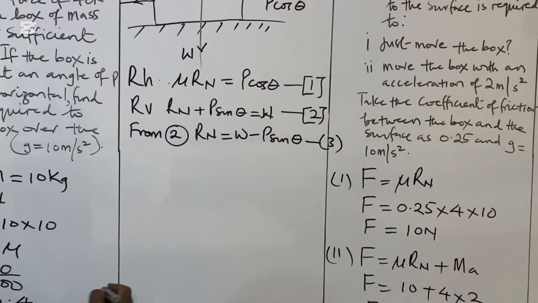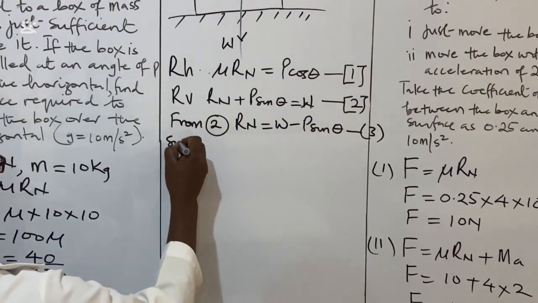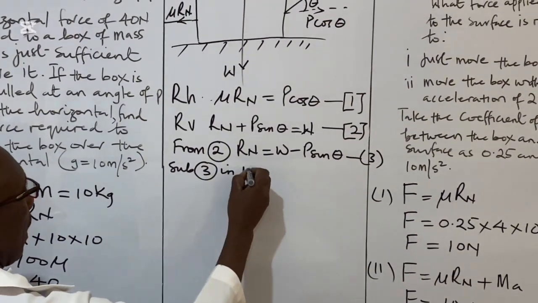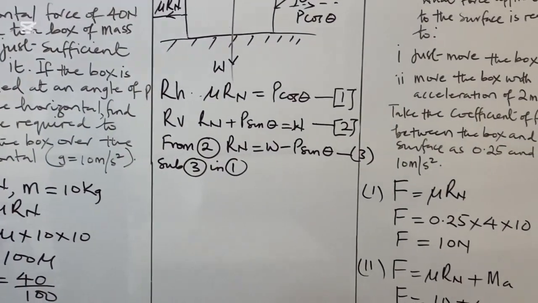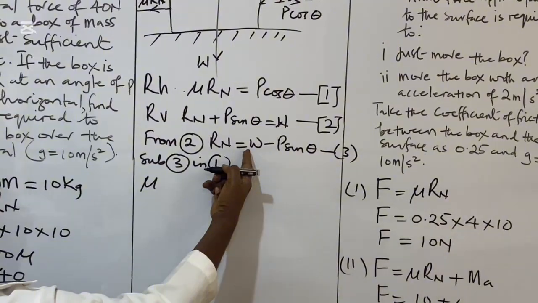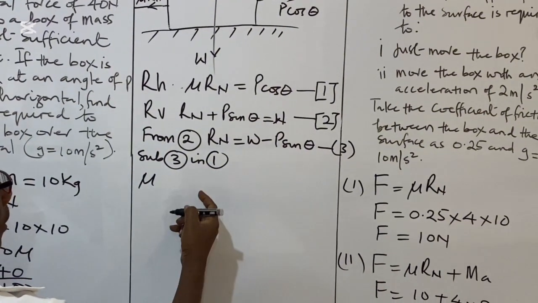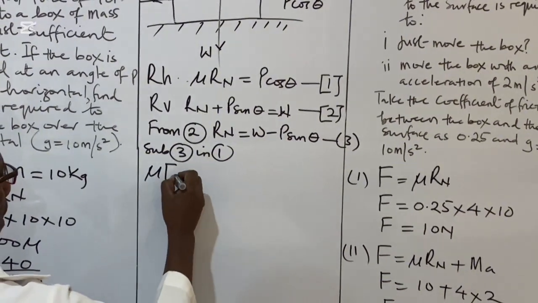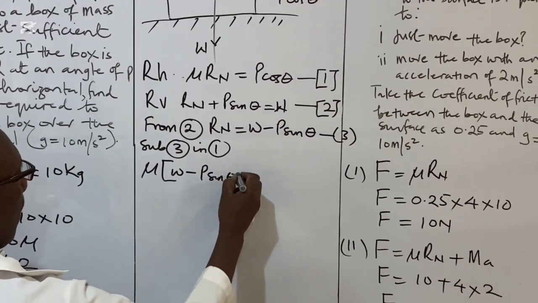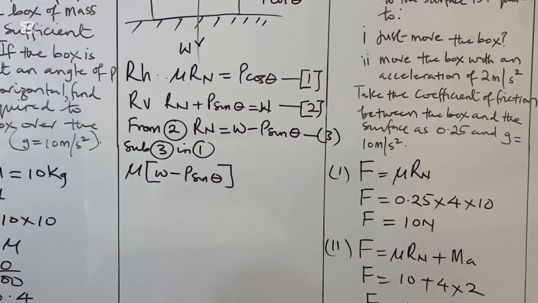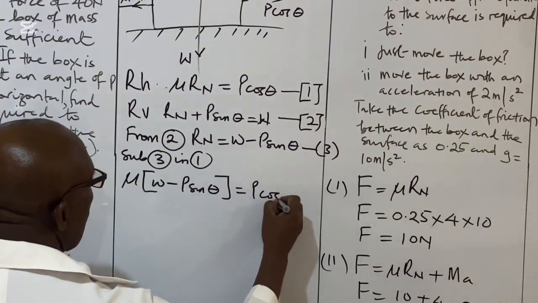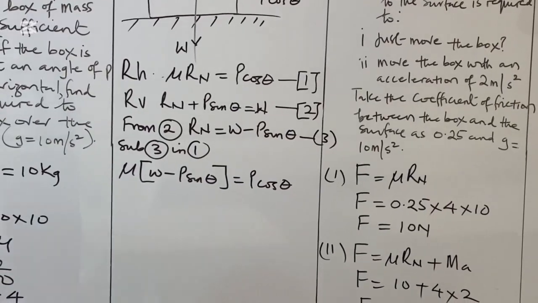Now let us solve 3 in 1. What would we be having? We have mu Rn. We've been able to find out that our Rn is W minus P sine theta. So I'll put it here: mu times the bracket W minus P sine theta, close the bracket, is equal to P cos theta.